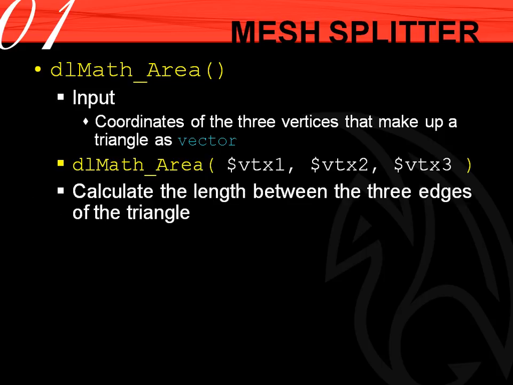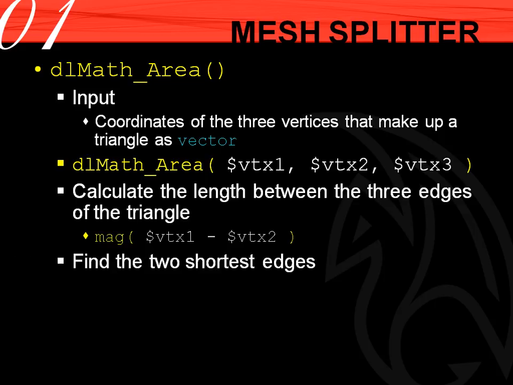So the first step, once we have our 3 vertices, is to calculate the length of the 3 edges of the triangle using the mag command. So again, mag vertex 1 minus vertex 2. Then we find the shortest 2 edges. So we can use a command in Mel called sort.